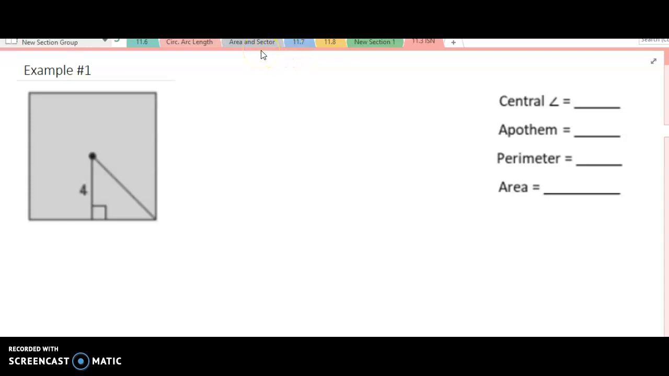Here I'm given a 4-sided shape, so it's a square. Remember, the apothem is the perpendicular bisector of the side, from the center. My apothem is 4. That's what's given to me. What I need to find is my central angle, my perimeter, and my area. With a 4-sided polygon, this would be a central angle, this would be another central angle, another, and then this would be a central angle. So there are 4 central angles in a 4-sided shape.